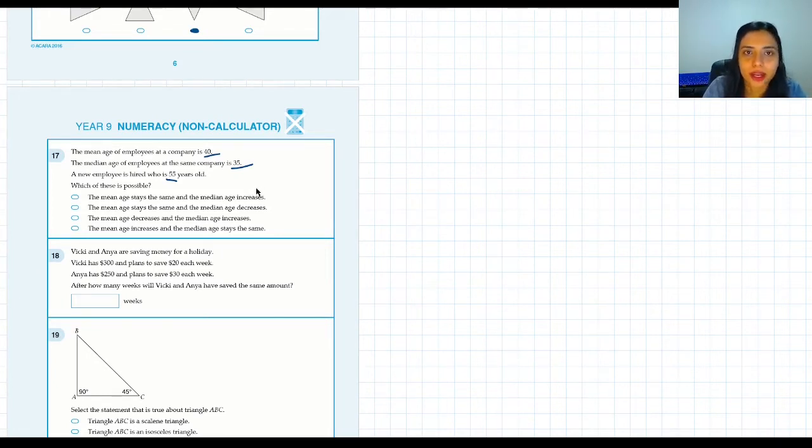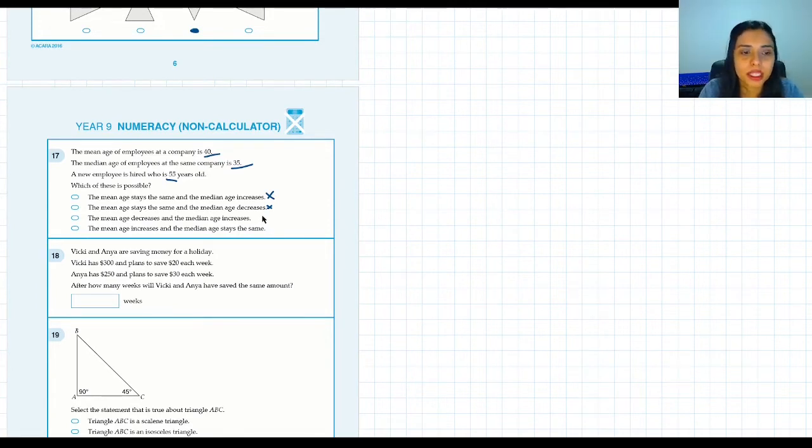Because the number you're adding up is bigger than 40, your mean's going to move up. So that's not it. The mean age stays the same and the median age decreases. Well, it's not going to decrease because the median age is the middle age.